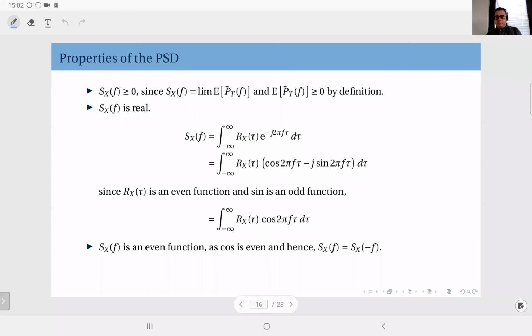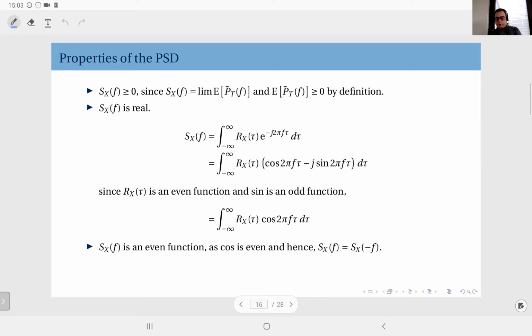Let's look at the properties of the power spectral density of a wide sensational random process. At this point, I should remind you, whenever we are talking about power spectral density, at least in the context of this course, we are talking about a wide sensational random process. That is basically an indicator of the importance of wide sensationality, as I mentioned in last week's class. Wide sensationality is quite important, maybe more important than strict sensationality because it's much more practical and much more widely used in practice.